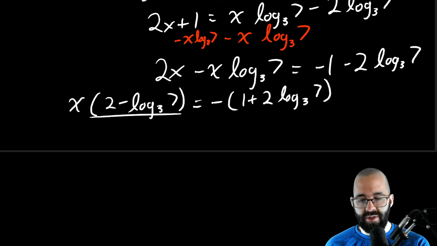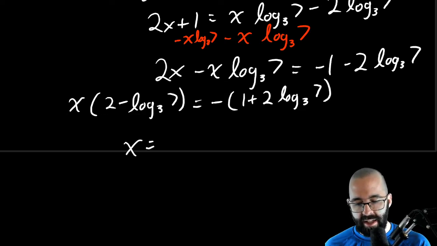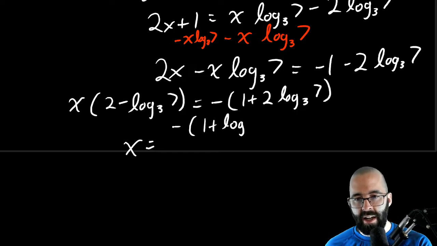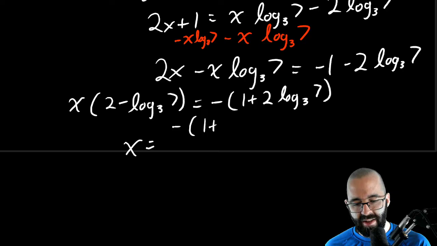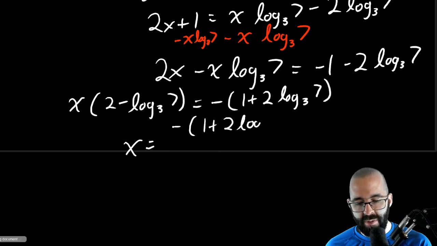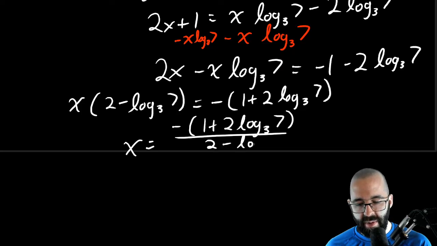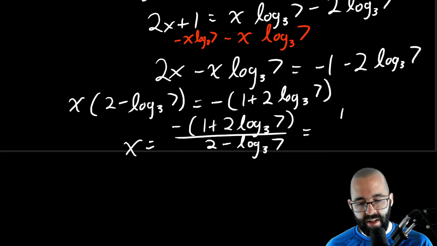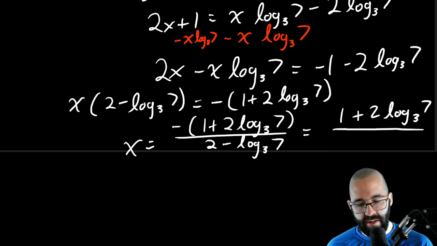Now we can divide by this whole thing. To get x is negative 1 plus, we could write this as log base 3 of 49 if we want. I don't think it really necessarily looks better though. It's personal preference maybe. Divided by 2 minus log base 3 of 7. And this is a perfectly good answer, but if we factor out a negative from the bottom, then it looks even better. We can factor out a negative from the bottom and cancel these negatives.